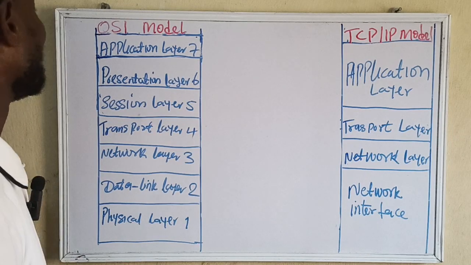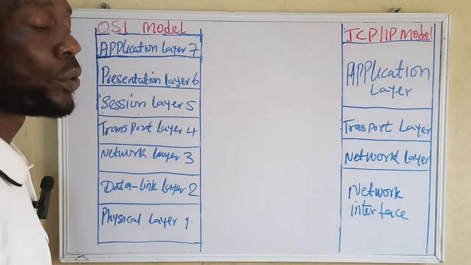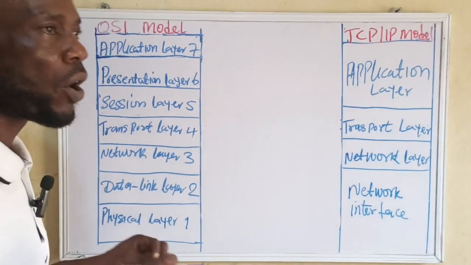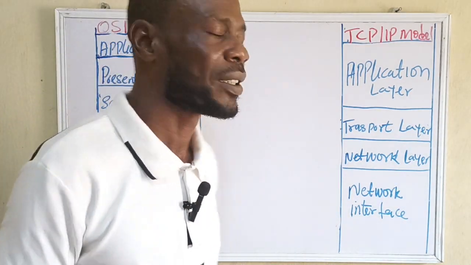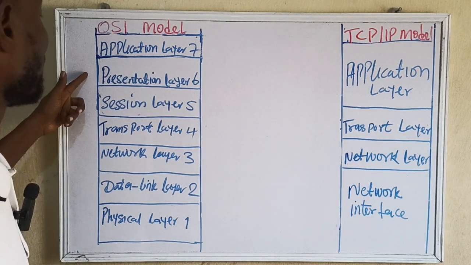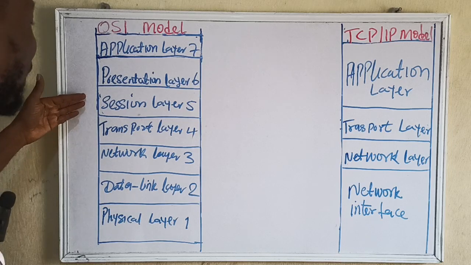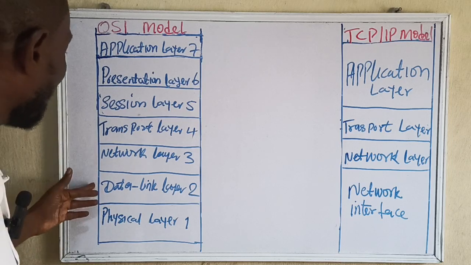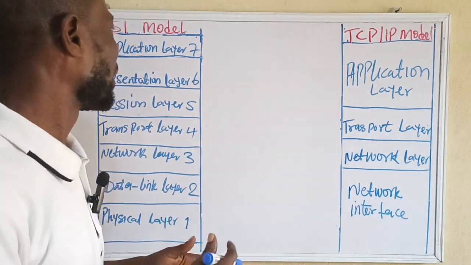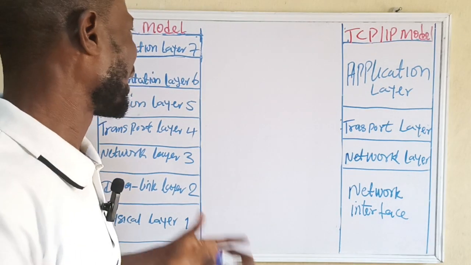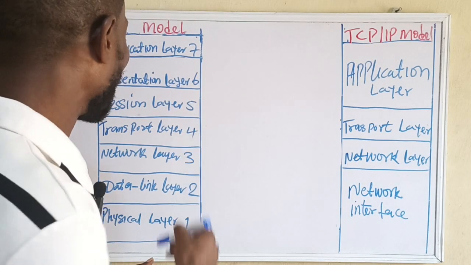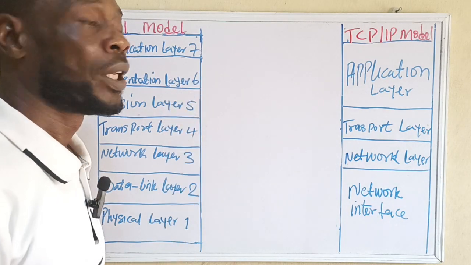So for you to remember it, this is the slogan they use: All People Seem To Need Data Processing. All is A for application, People for presentation, Seem for session layer, and so on, To Need Data Processing. With this you can remember it. So now they created these 7 layers, and let's analyze each from the top.